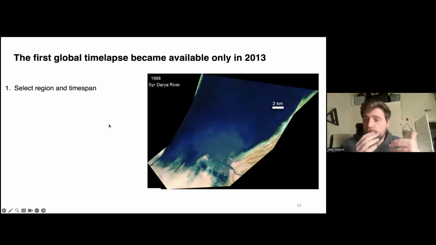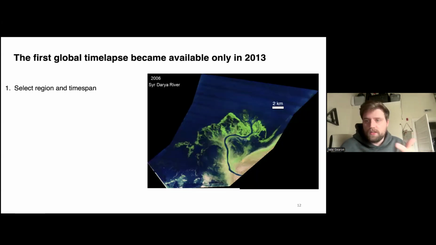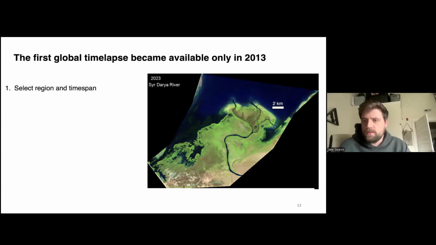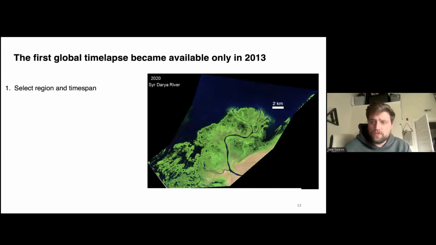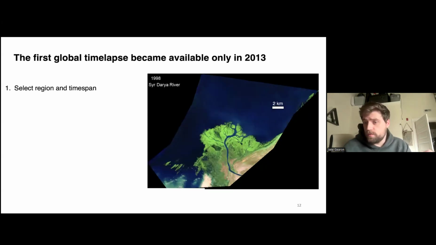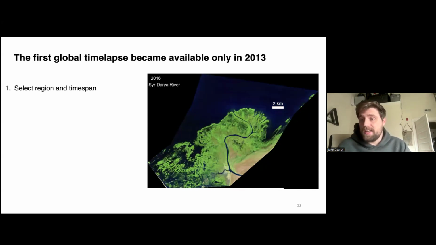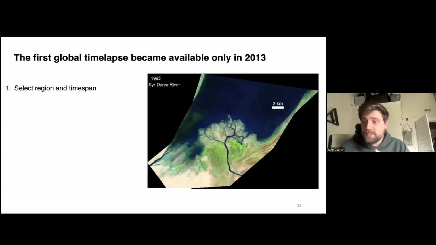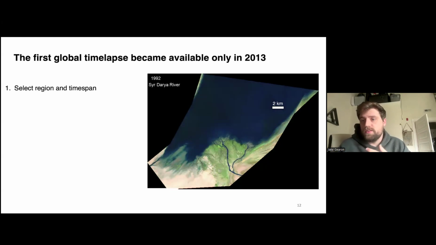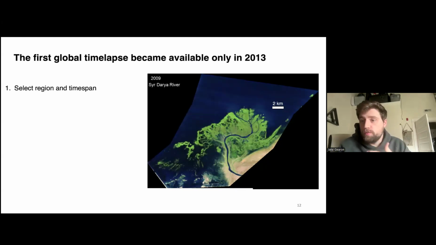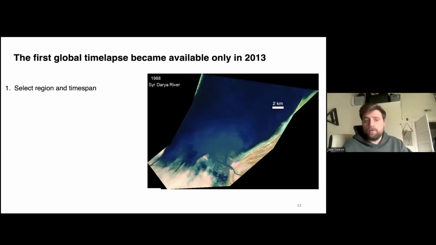Well, the first thing we do is select a region and a time span. There are places where we have good confidence that river avulsions should occur, meaning places with a lot of tectonic activity and active subsidence, and they've been studied before in some places, right? The Saskatchewan, the Koshi River, the Indus River, for example.